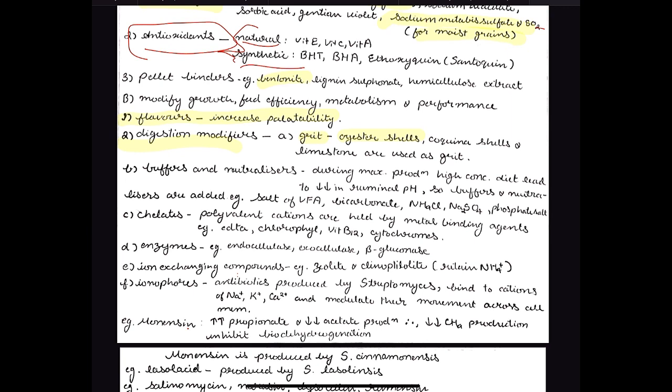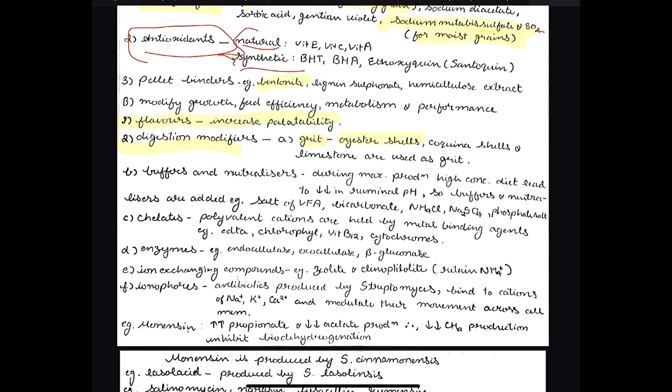Why? Because first, oyster shell is going to act as a grit. It is going to help in grinding of food. Second thing, it is a source of calcium and it releases calcium very slowly. Okay, so it is helpful for maintaining an adequate level of calcium in layer birds. Other than oyster shell, we have coquina shells and limestone, which can be used as grit.